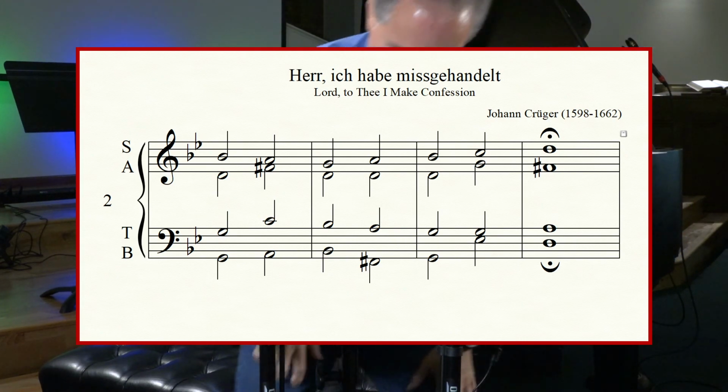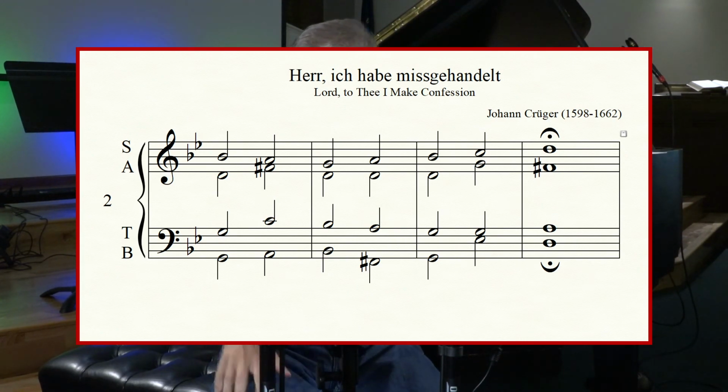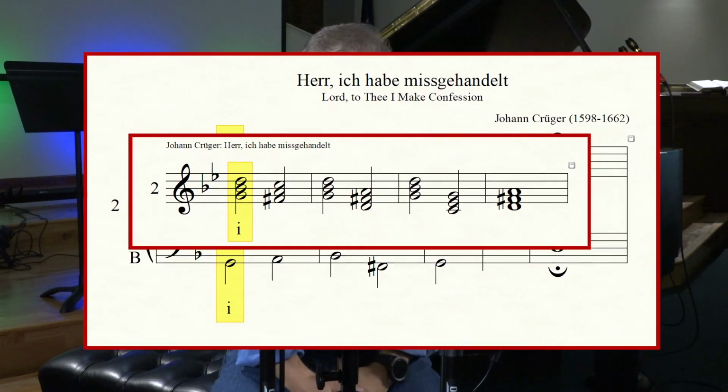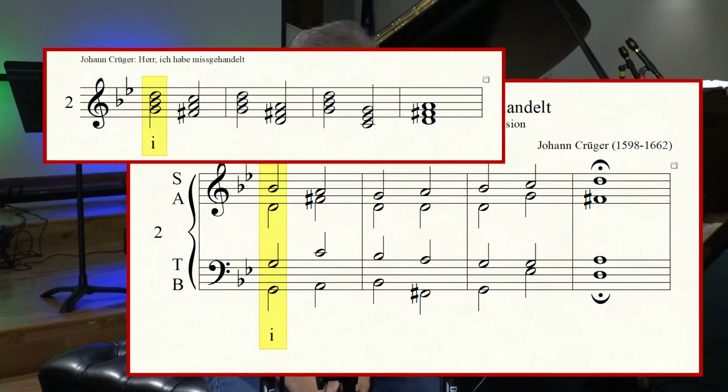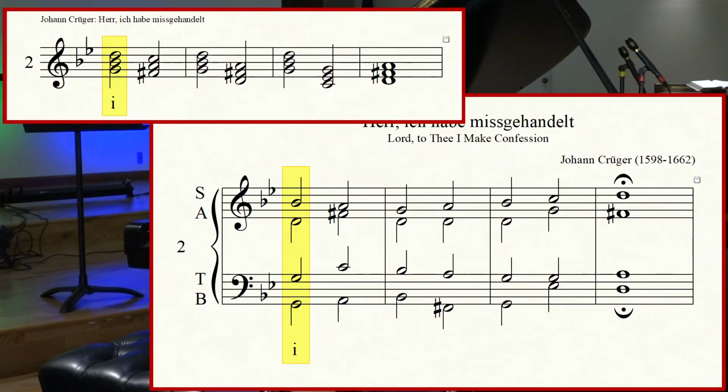Let's go chord by chord and analyze. We're going to go through quickly through those chords that we already know. All right, first chord on the second line is a G, B flat, D chord. You can see that in the corner, okay?